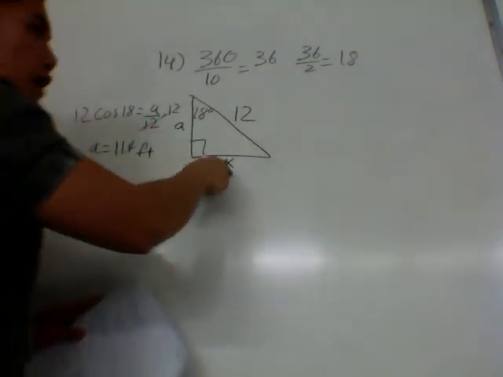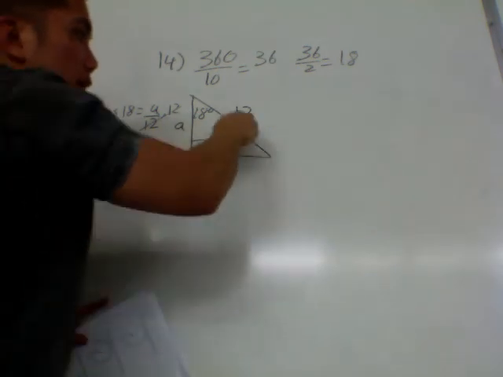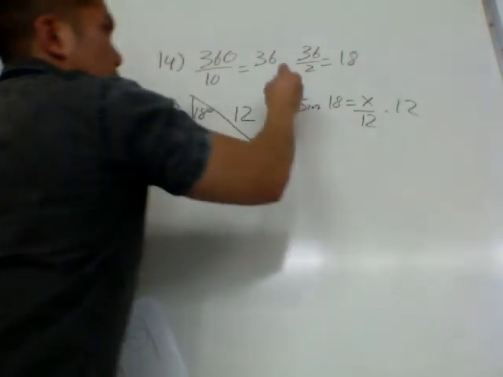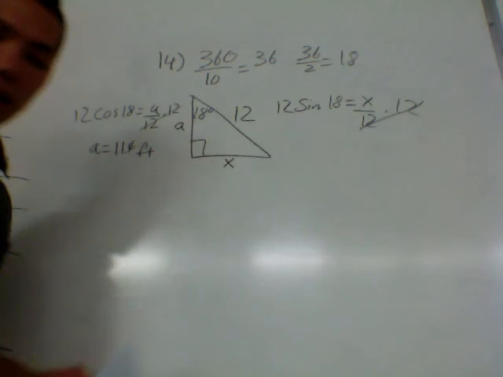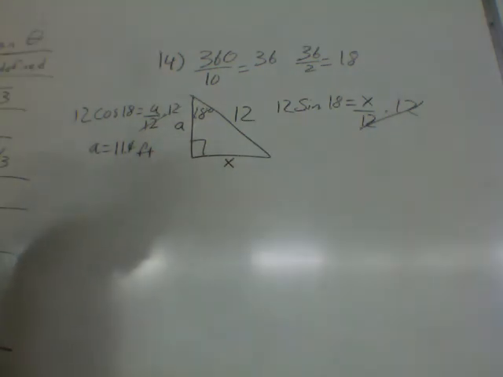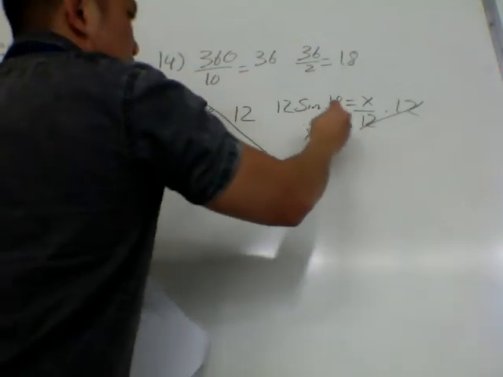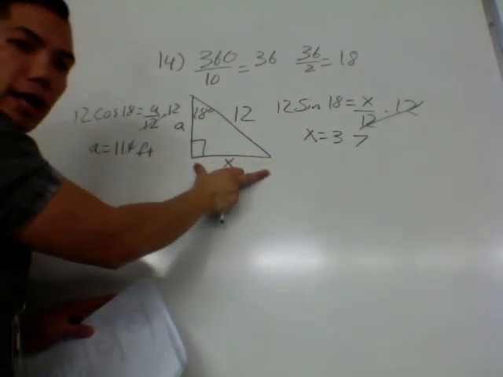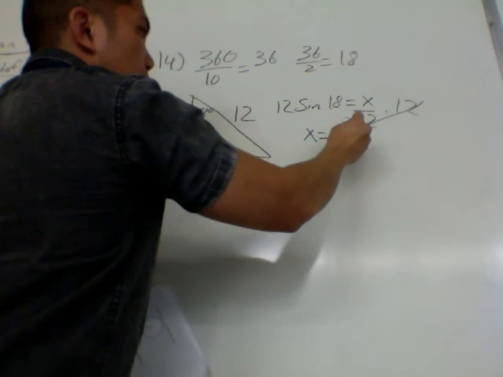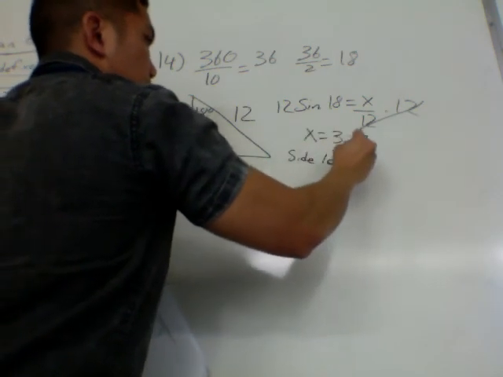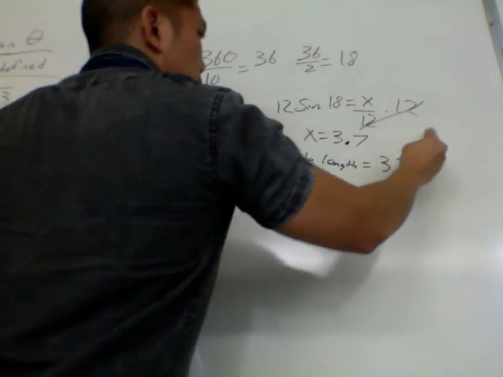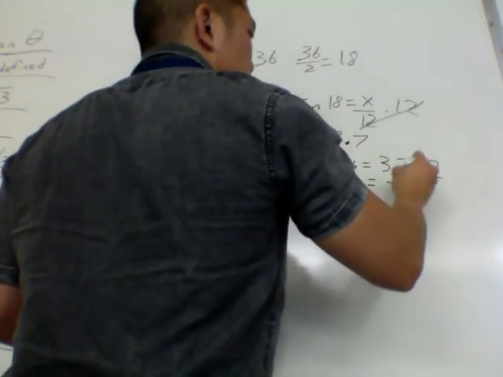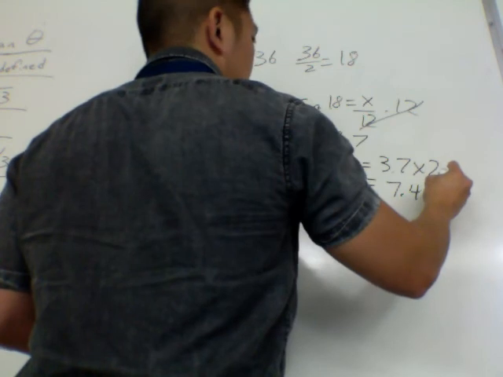To find my x value, I'm going to use sine now because it's opposite over hypotenuse. So sine 18 is equal to x over 12. I multiply both sides by 12. And so I do 12 times sine 18, that equals, and so x is around 3.7. However, remember, this is only half of your side length. So you need to double that. So your side length is equal to 3.7 times 2. And so your side length is equal to 7.4 feet.